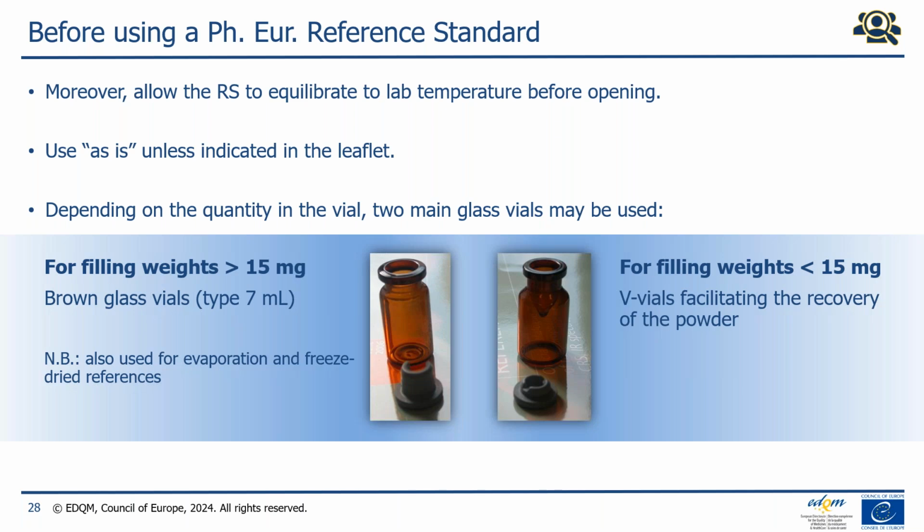We have a V vial for filling weights below 15 milligrams to ease the recovery of the powder. And for filling weights above 50 milligrams, we have standard brown glass vials, which are also used for evaporation and freeze-dried references.